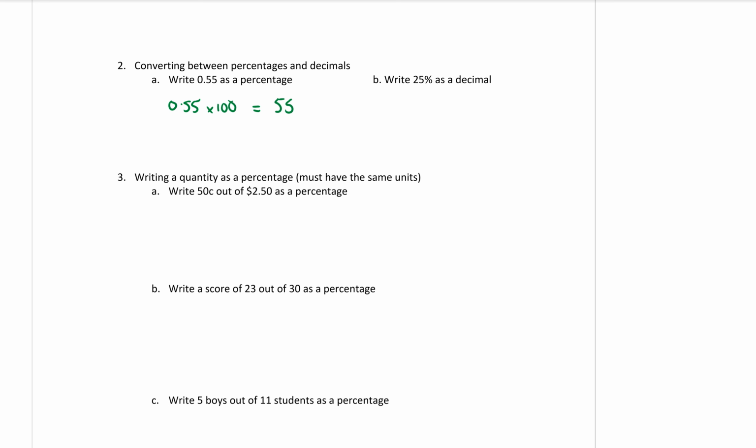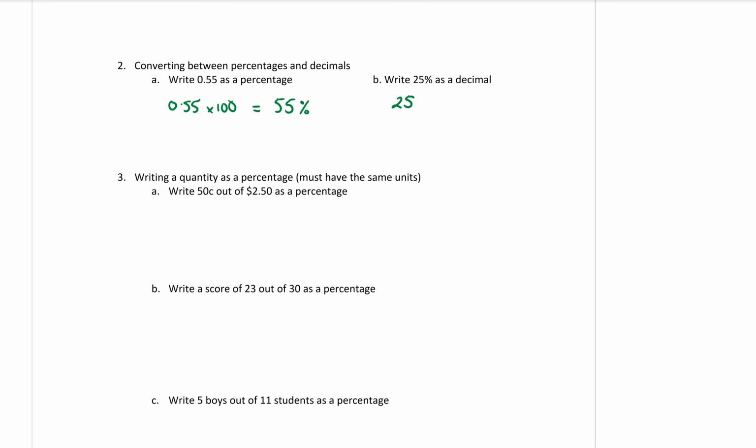55%. Okay, make sure when you're finding a percentage that you put the percentage sign on the end of it, okay? And part B, write 25%, so we have the percentage this time, and we want to go back to the decimal, which means I divide by 100. So it's 25.